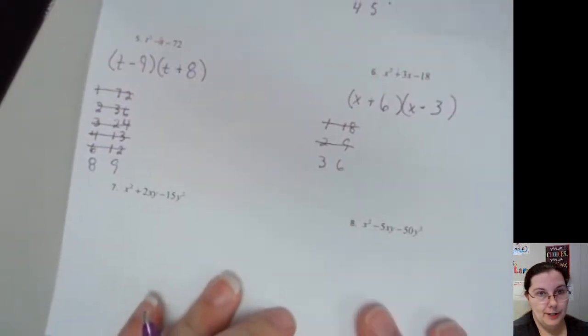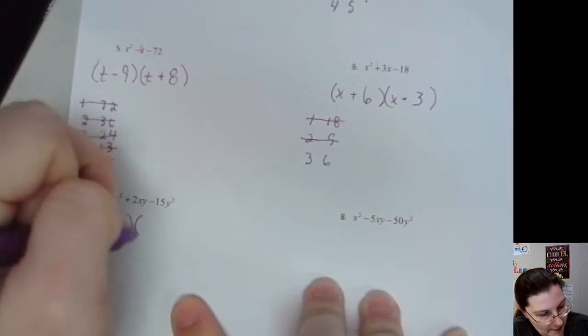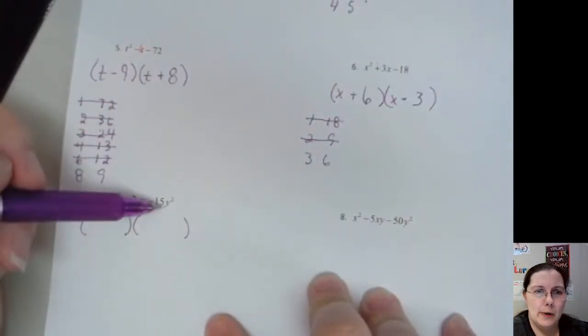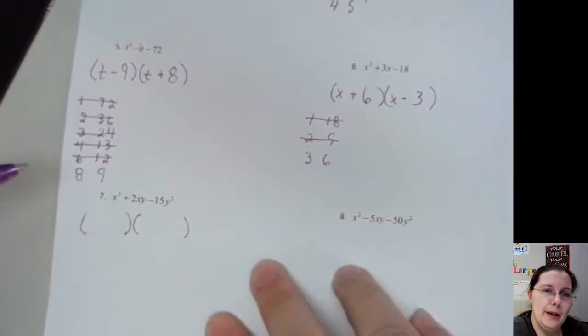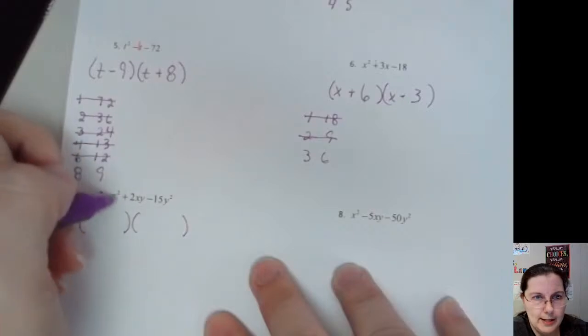All right, looking at number 7. So with this, setting it up again, I have x squared, but we also have a y squared in this. And so that's something new. We haven't seen that yet. So let's go ahead and work through this. Let's go ahead and start with our x squared.